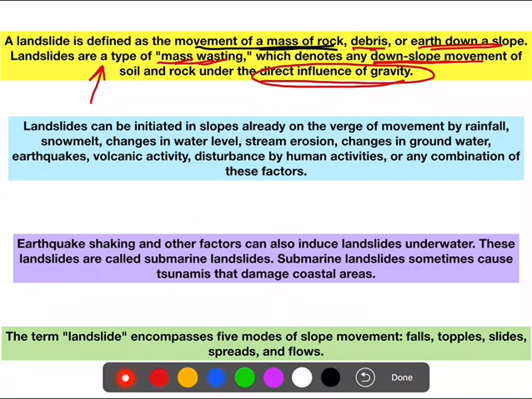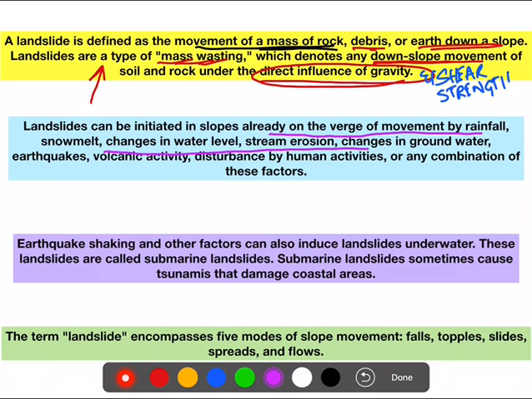And then there was one more important aspect, that was the shear strength of soil. So you know that gravity and shear strength of soil are very important parameters. But gravity directly influences the failure of a mass of soil. So moving on, landslides can be initiated in slopes already on the verge of movement by rainfall, snowmelt. I told you about initiators.